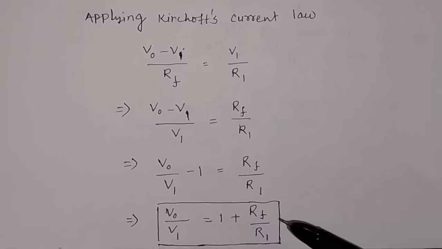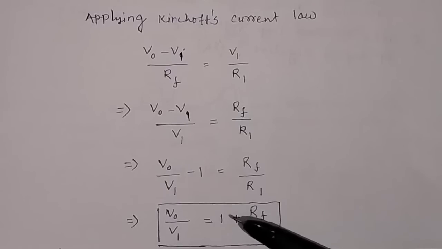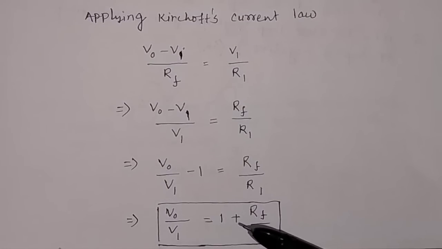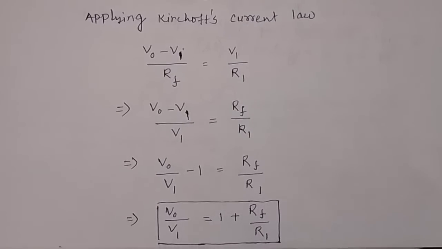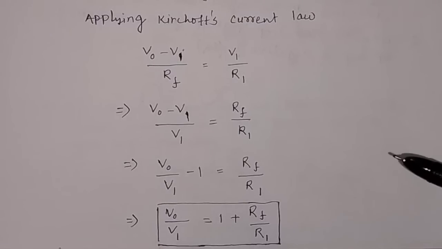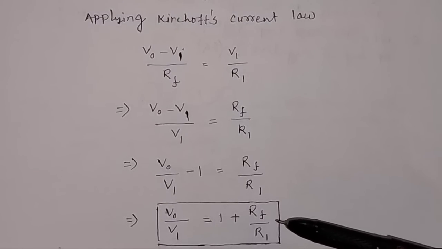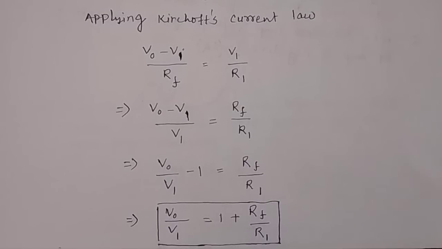From this equation, it is clear that the voltage gain for a non-inverting operational amplifier is greater than unity. Also, the voltage gain for a non-inverting amplifier is positive. This thing you have to remember. Why is it positive? Because there is no phase difference between input and output. That is why the voltage gain is positive and greater than unity.